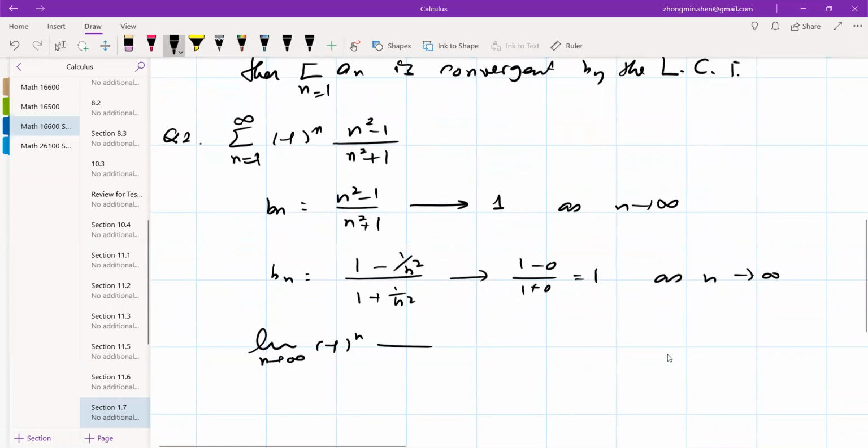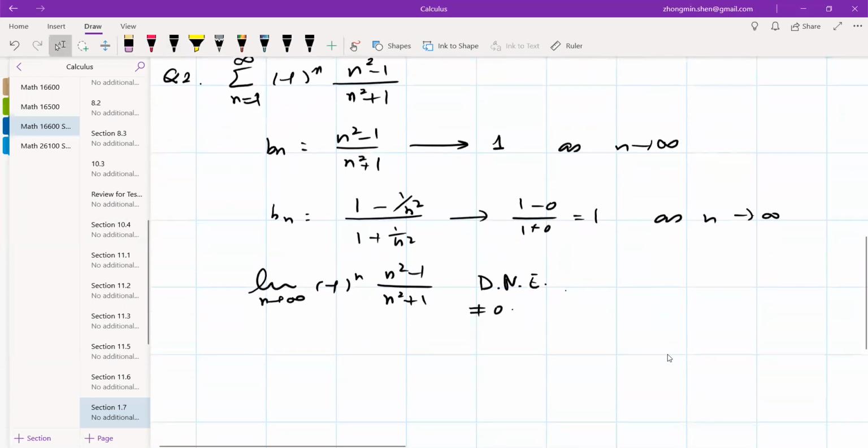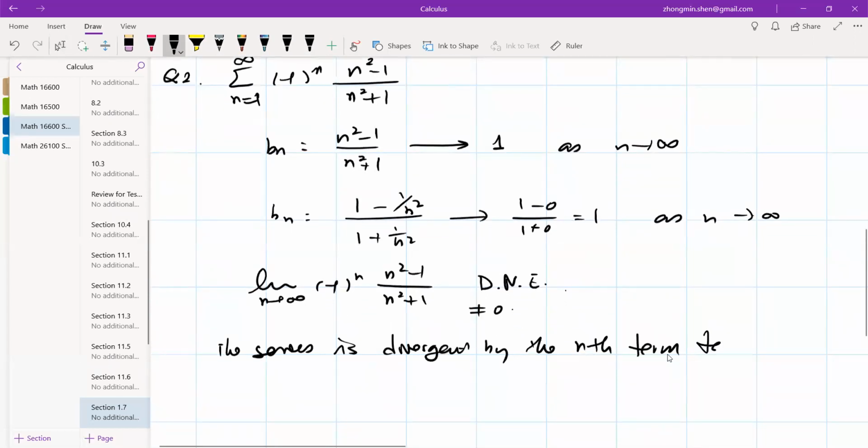For this nth term, the limit does not exist, which of course is not going to be 0. So by the nth term test for divergence, this is divergent. So then the series is divergent by the nth term test.